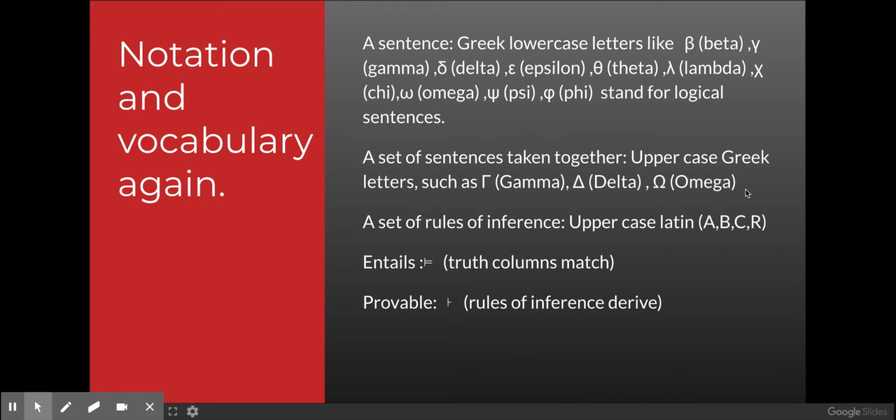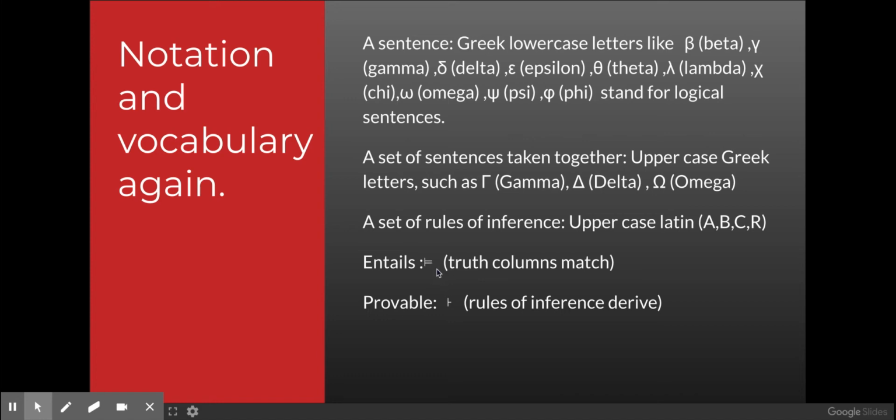But we usually still have the idea of a set of logical sentences. There's also a notion of a set of rules of inference, which in this course we don't use too often, but it still comes up from time to time. We have a given set of rules of inference, and we refer to them using an uppercase Latin letter like A, B, C, or R. And then there's the symbol for entails. Don't be confused by the colon. This vertical bar followed by what looks like an equal sign.